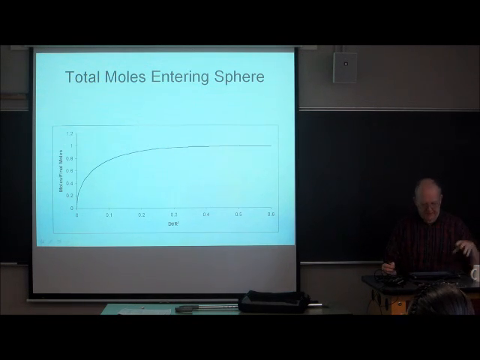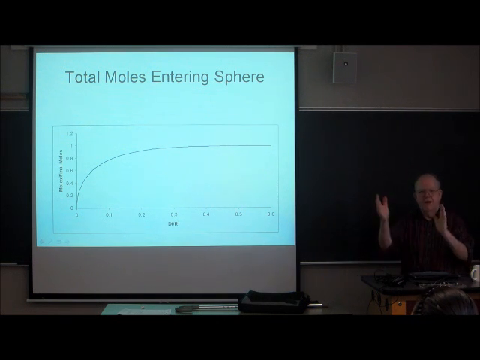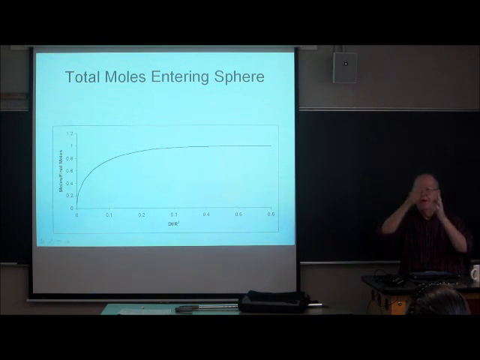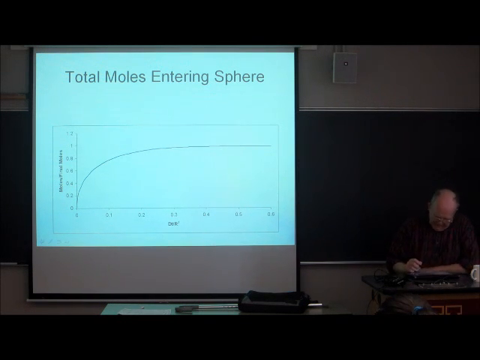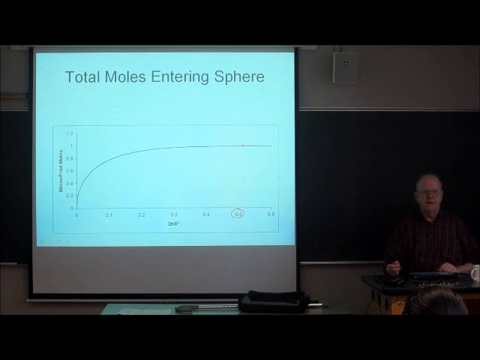Here's a different plot. This is the total number of moles of solute that enter the sphere as, again, a function of Dt over r squared. You get this by integrating the concentration over all points from r equals 0 to r equals r naught inside the sphere. And you can see it starts low, and it comes up, and it approaches 1. And I would say that about here, that's awfully close to 1.